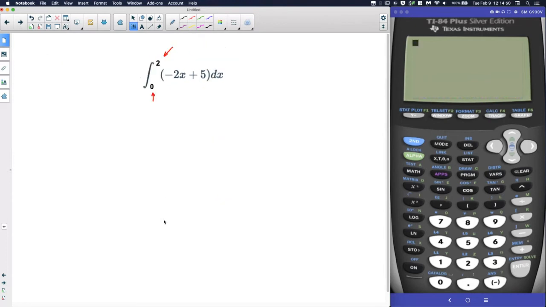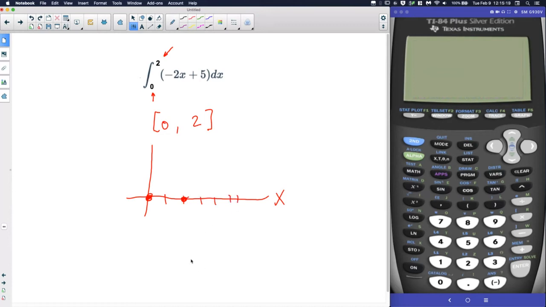This is saying, okay, now I want you to take the antiderivative, but I only care about what's between 0 and 2 on the x-axis. So this is the x-axis here. This is x. I only care about what's happening between here, 1, 2, and here.